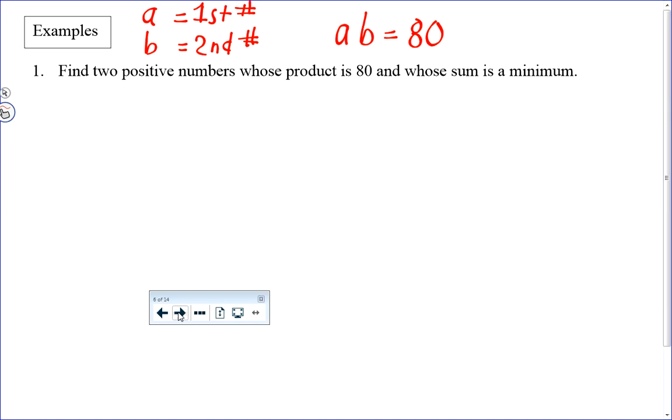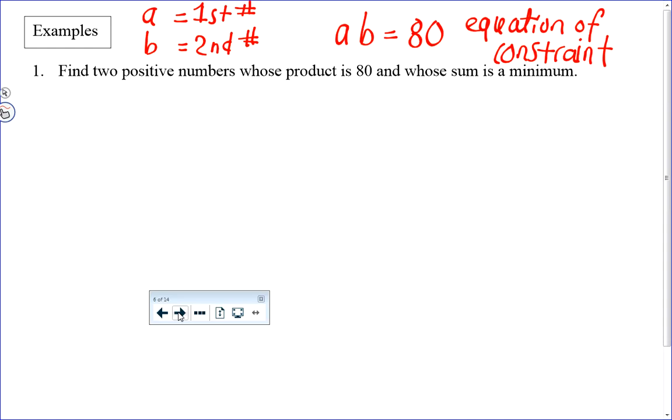In this question, this is what's called the equation of constraint. To constrain something means to confine it to a certain condition. For example, when I talked about the soup can problem, the constraint was you had to have 1 liter. Here, the constraint is that the product of the two numbers has to be 80.